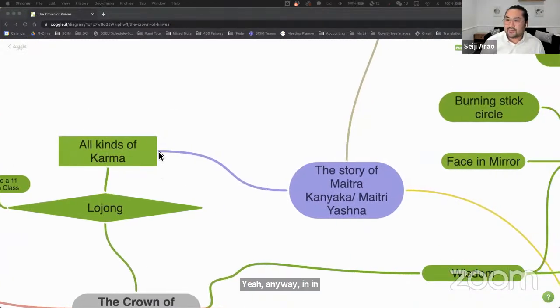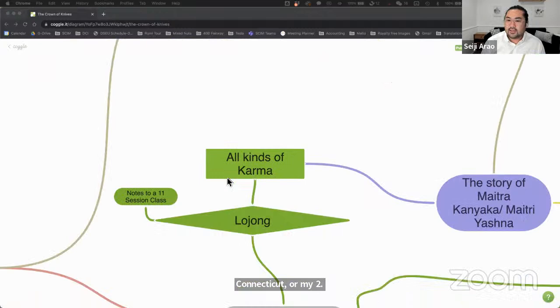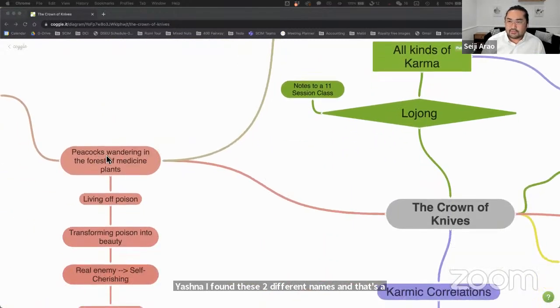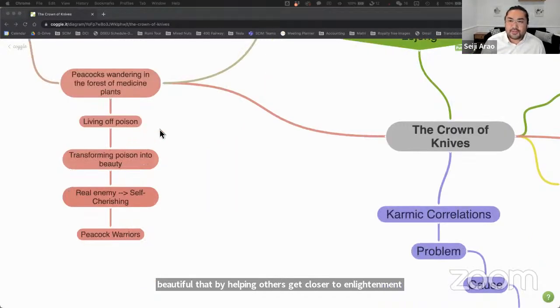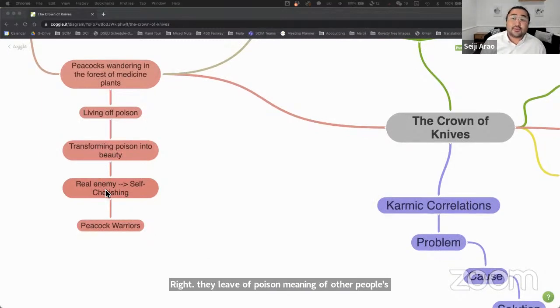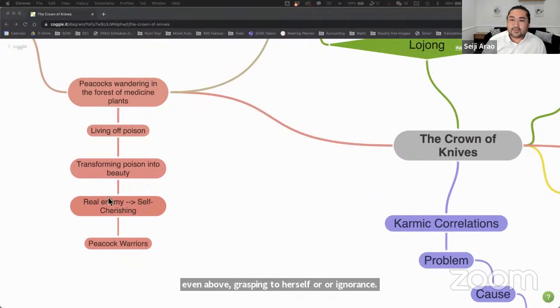Anyway, part of All Kinds of Karma, the particular story is the story of Maitreya Kanyaka or Maitreya Yashna. I found these two different names. That's a beautiful metaphor, which ends up being the first part of the text, which starts with a poetry of peacocks who are warriors of transformation that transform the pain of others into their beautiful feathers, meaning bodhisattvas, that by helping others get closer to enlightenment, right? And they live off poison, meaning other people's problems, transforming poison into beauty. And they see their real enemy is self-cherishing, sometimes even above grasping to a self or ignorance. So the main point of this book is how to kill your self-cherishing.